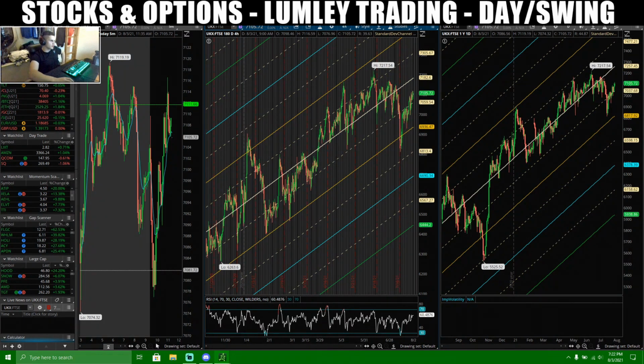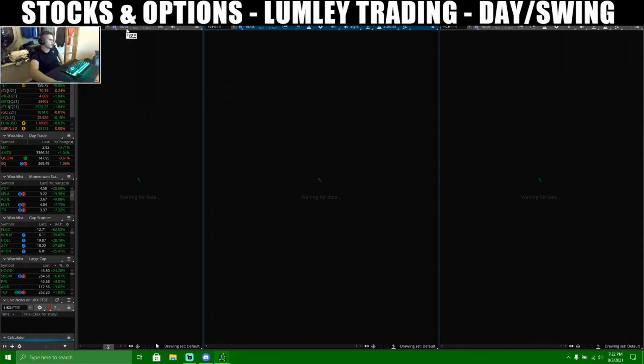But I just recently realized you can add foreign indexes onto Thinkorswim. That includes the FTSE 100, so UK, DAX, which is German, Nikkei, Japan, HSI, which is Hong Kong, and I think it's the CAC, which is the French index.